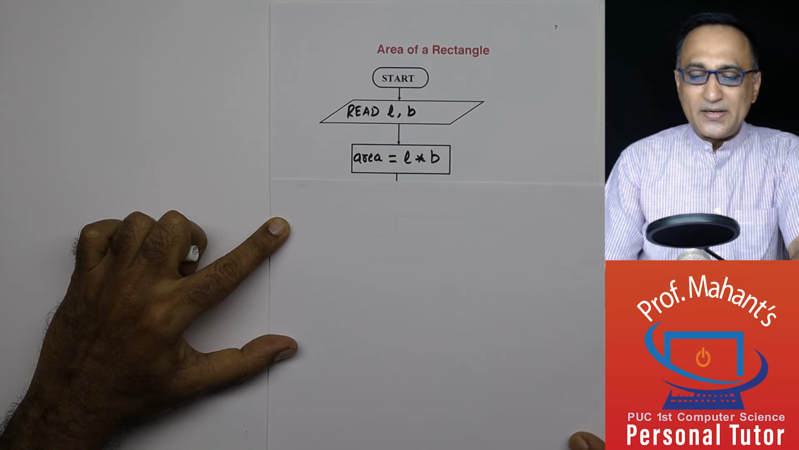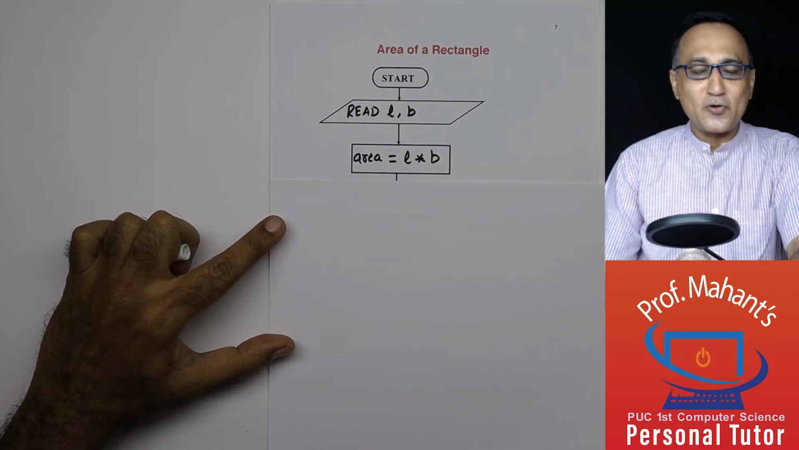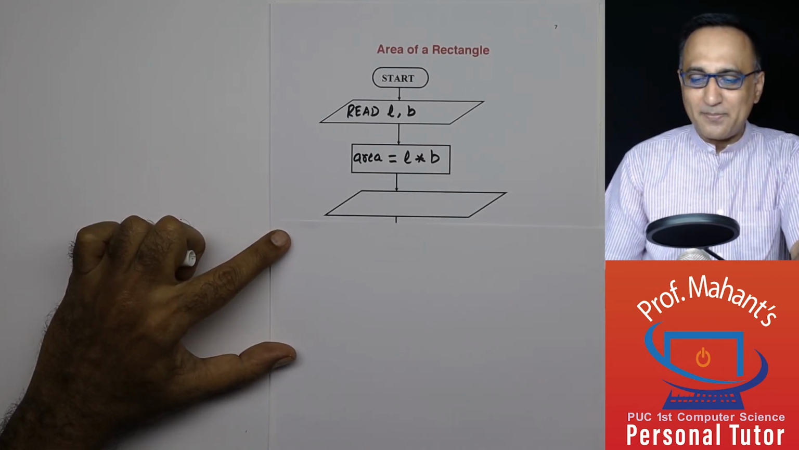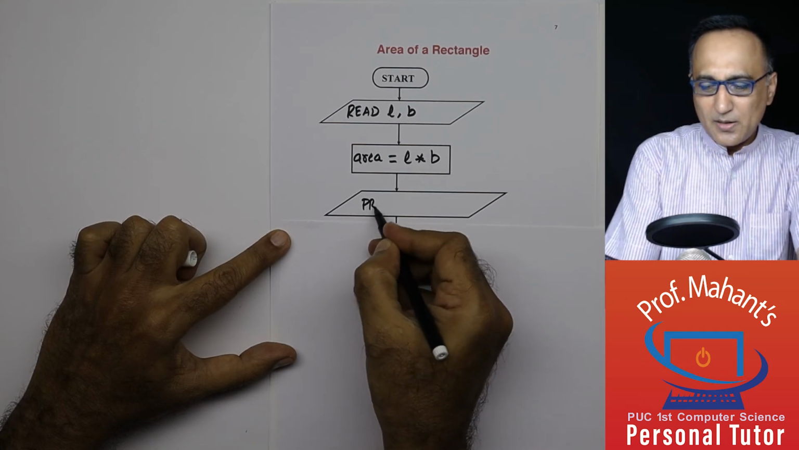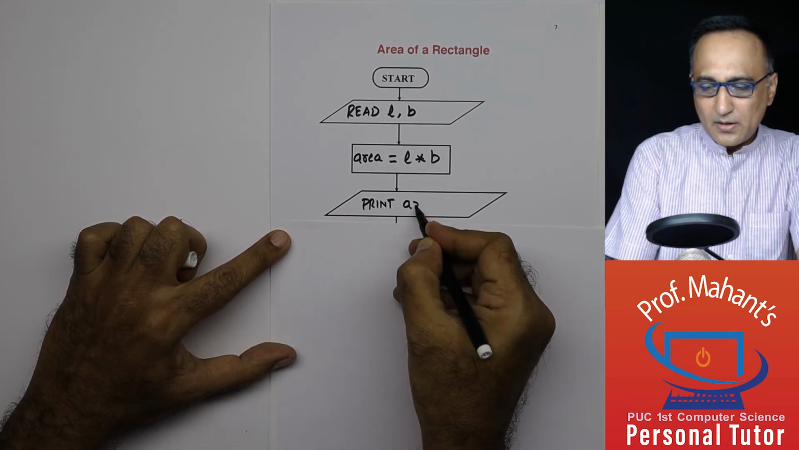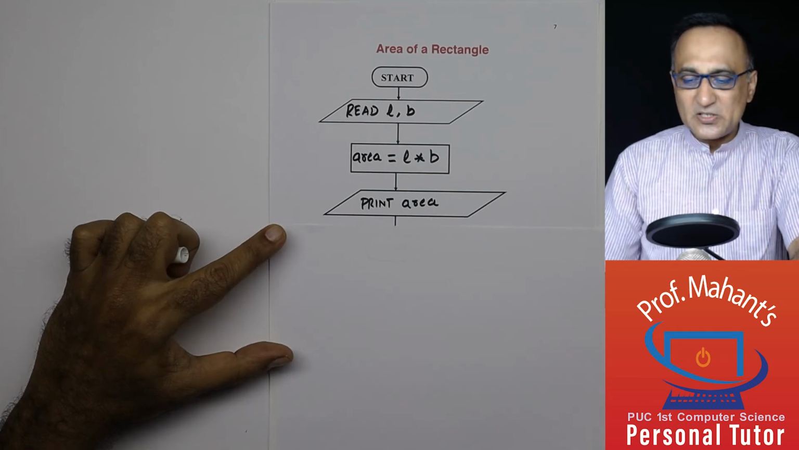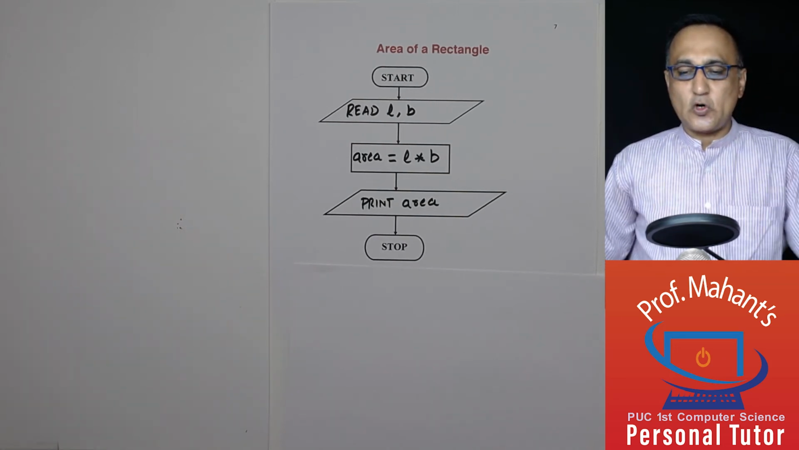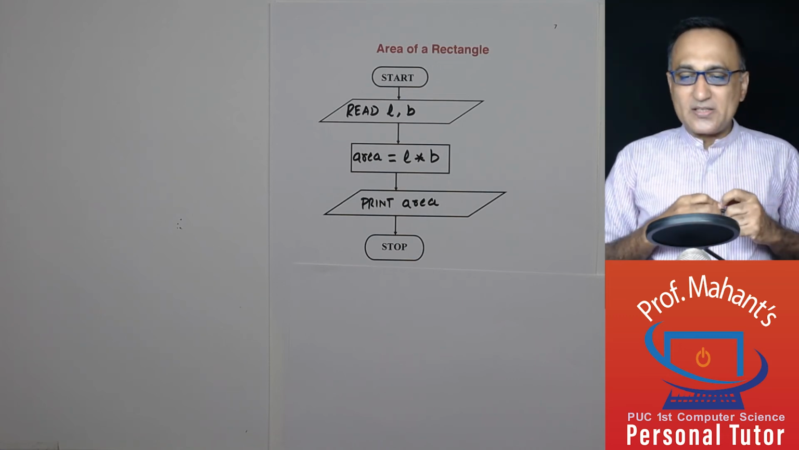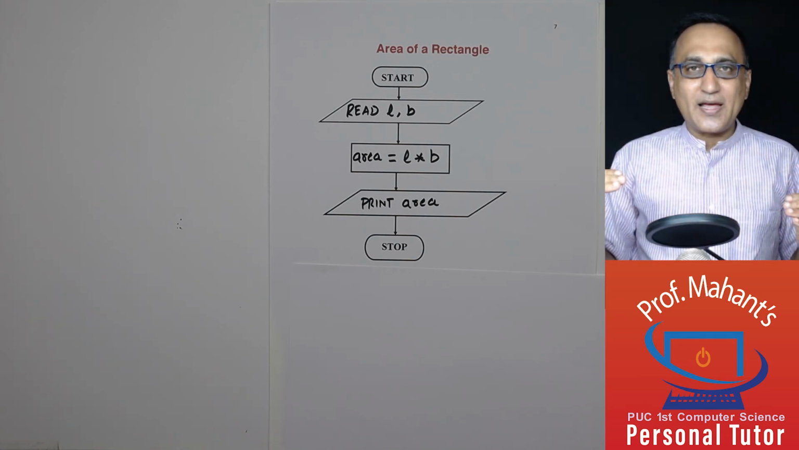Now I need to display the area. Again I am going to use the parallelogram. So I am going to say here print area. So the area is going to be displayed, and once area is displayed, I am going to come to a stop.